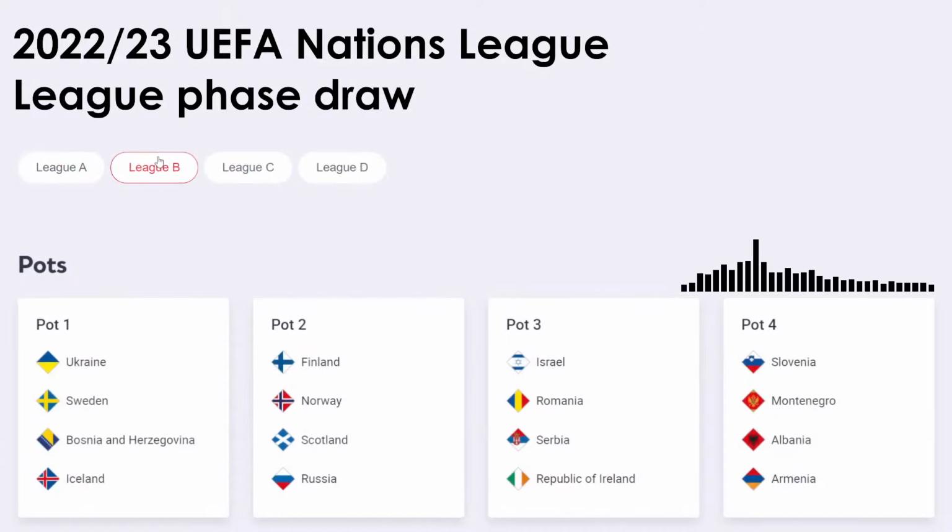In League B, port 1 has Ukraine, Sweden, Bosnia and Herzegovina, Iceland. Port 2, Finland, Norway, Scotland, Russia. Port 3, Israel, Romania, Serbia and Republic of Ireland. Port 4, Slovenia, Montenegro, Albania, Armenia.